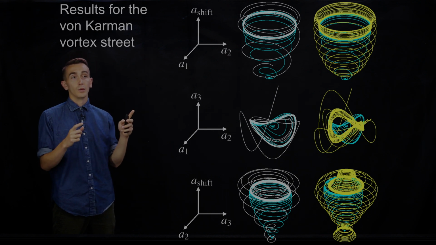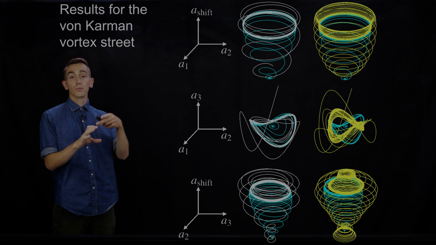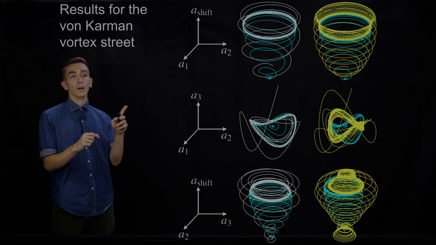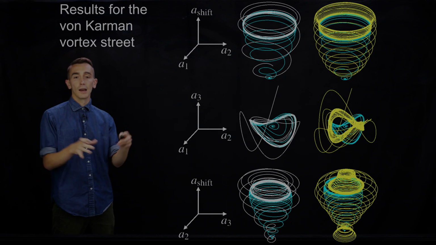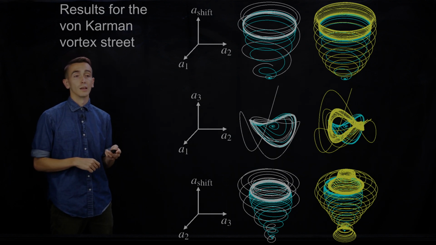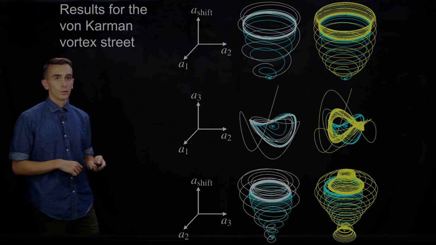So these models are starting with a different initial condition than the blue data here, and yet they're converging down to the correct attracting set that we expect. So we're really excited about this.